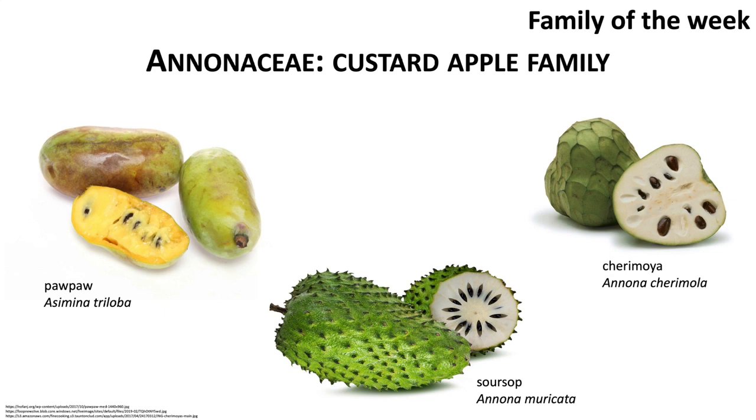Here you see our delicious pawpaw from temperate North America's only Annonaceae genus, Asimina. Other fruit examples in this family include soursops and cherimoyas, both from Latin America.